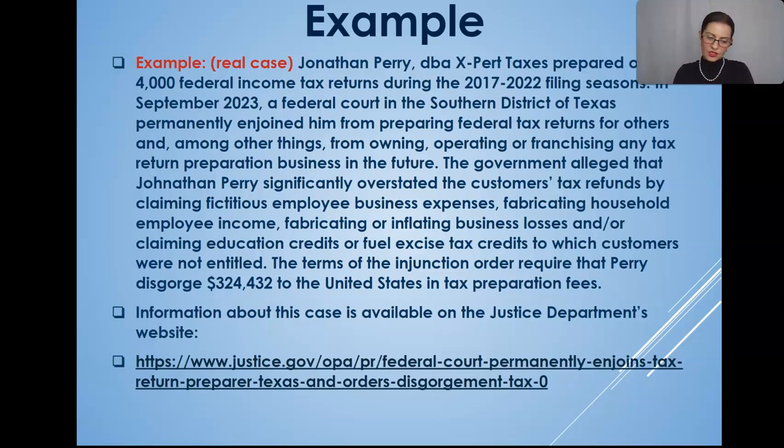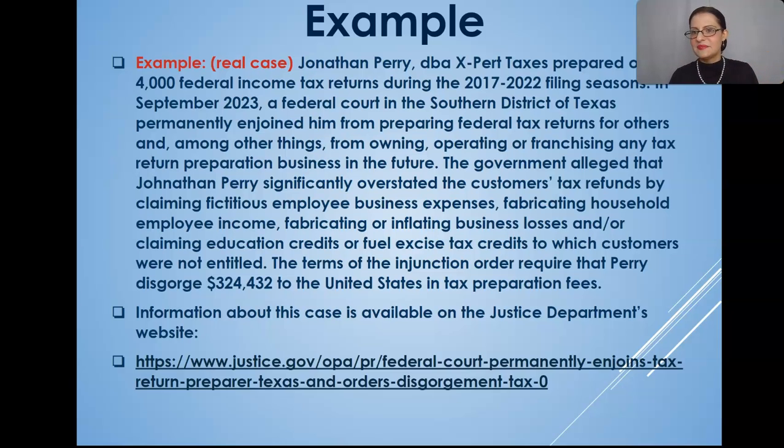Because in order to claim the child tax credit, you have to have some type of earned income. You can't claim the child tax credit or the EITC if you're not working, if you have no earned income. So many times these types of fraudsters, they'll completely fabricate a business, or they'll say that the person is working as a household employee when they're not, that sort of thing.